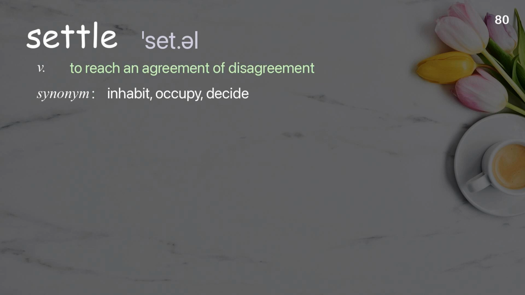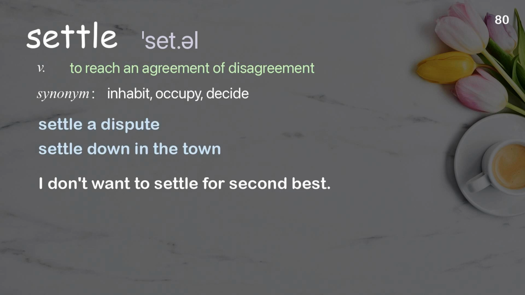Settle. To reach an agreement or resolve a disagreement. Examples: Settle a dispute. Settle down in the town. I don't want to settle for second best.